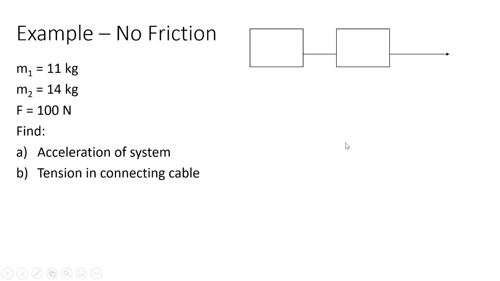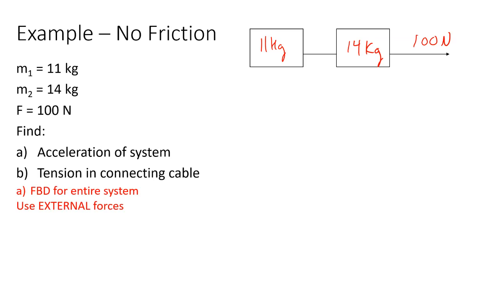So here's an example where we have mass 1. This is an 11 kilogram mass. We've got a 14 kilogram mass as our M2, and then our pulling force is going to be 100 newtons. Okay, so our first step is going to be to draw a free body diagram for the entire system, and we're going to use external forces. External forces just means, if I think of my free body being this entire thing, what are the external forces that are pulling on that box?